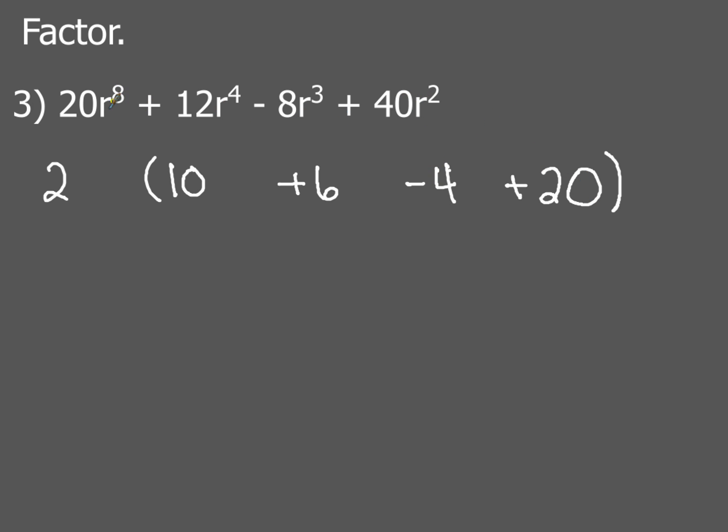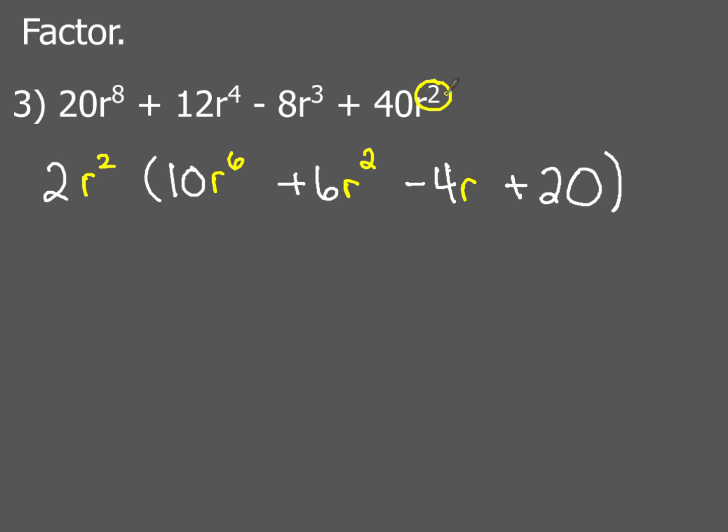So then again I look at my degrees of r, and I've got r to the 8th, r to the 4th, r cubed, and r squared. So the smallest one that is in all of them, of course, is r squared. So that's why we factor out the r squared. And then we're going to subtract our exponents. So 8 minus 2 gives us 6, so we're going to have r to the 6th. 4 minus 2 gives us 2, so we're going to have r squared, and then 3 minus 2 gives us 1, so that's just r, but remember you don't write a 1 because we're math people and math people don't do that.